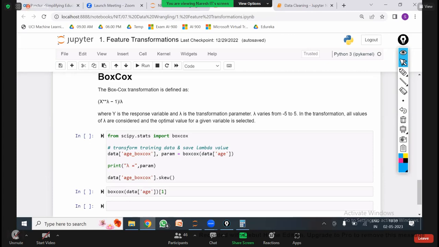The next one is the Box-Cox transformation. Whatever values we have, these values will be converted to x to the power of lambda minus 1, divided by lambda. It is going to apply different lambda values. It is going to try different lambda values between -5 and +5.